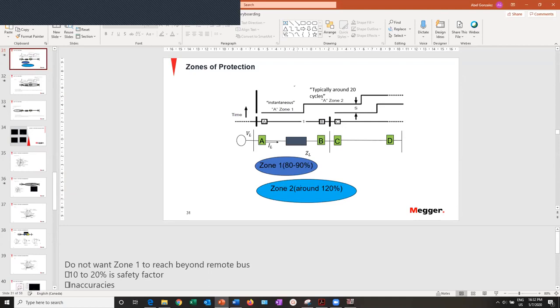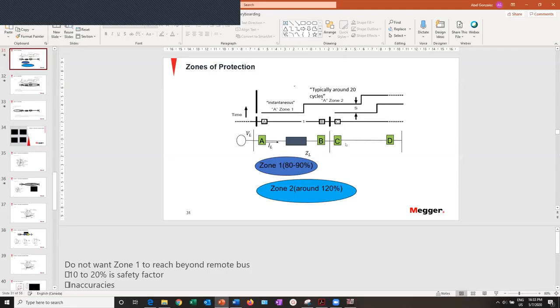I don't know if you guys can see it. I'm pointing here at zone 2. So this zone will operate in around 20 cycles. Let's say it picks up a fault here. So I believe this is the scenario that you're talking about, right? You have a relay A and relay C in back-to-back lines, and relay A will have a zone 2 that covers a piece of the zone 1 of relay C.